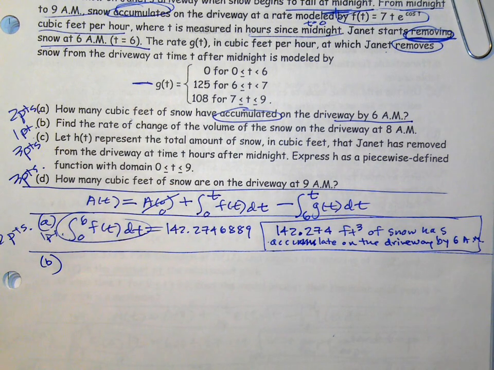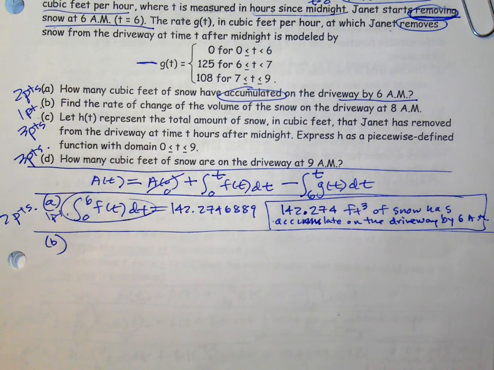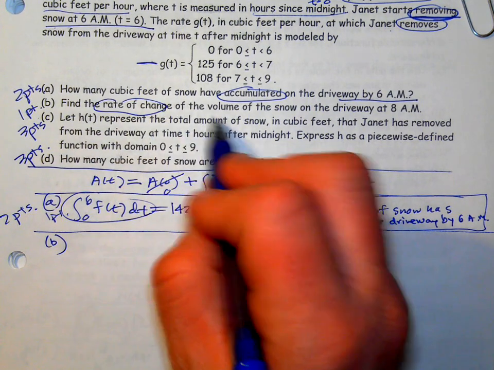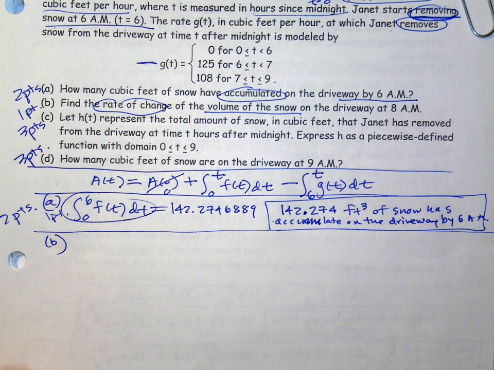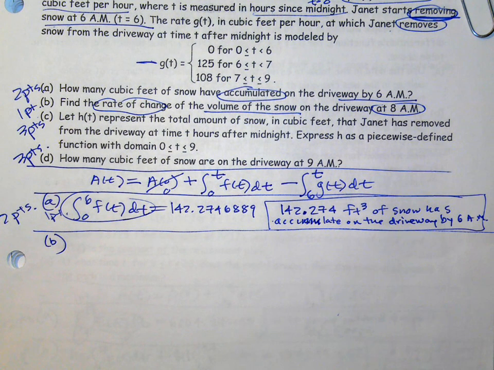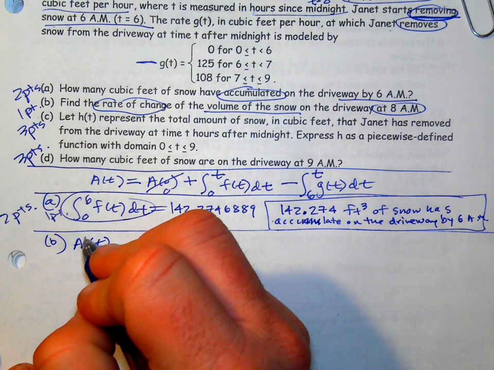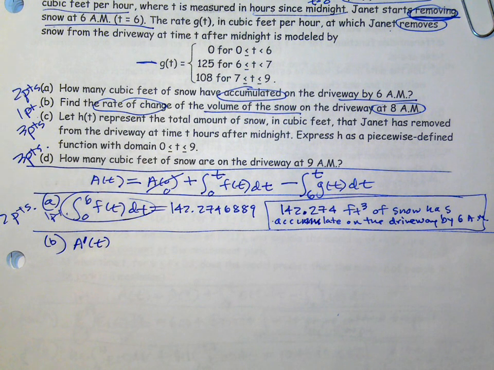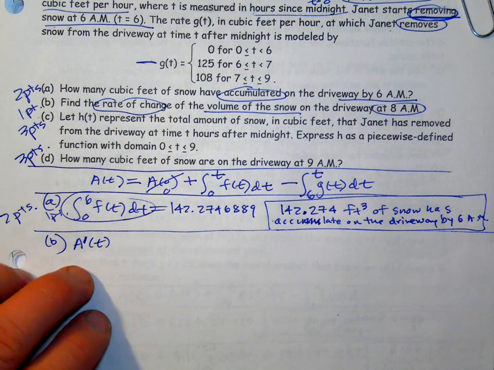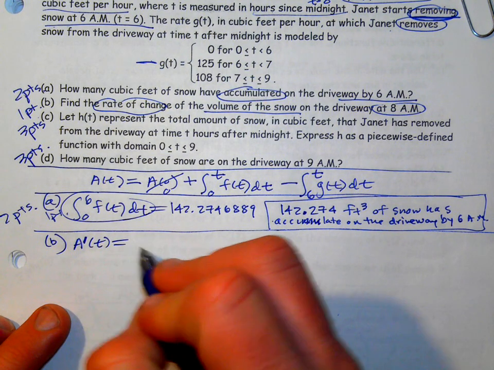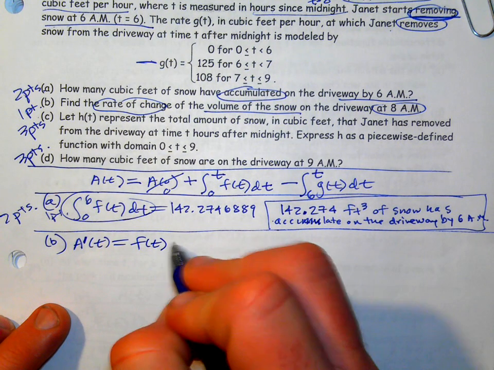Okay. Part B, find the rate of change of the volume of snow on the driveway at 8 a.m. So they're saying find the derivative of the amount of snow. So that's A prime, a very typical question on rate models. Find the rate of change of the stuff. And that's the derivative of your rate model, which is going to equal your entering rate minus your leaving rate, which should kind of make sense.